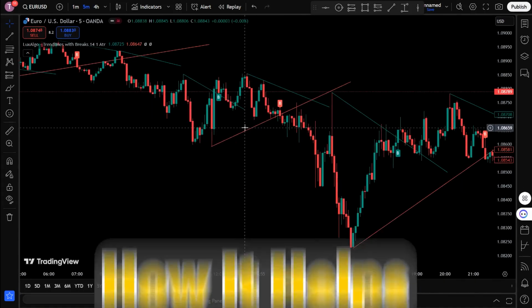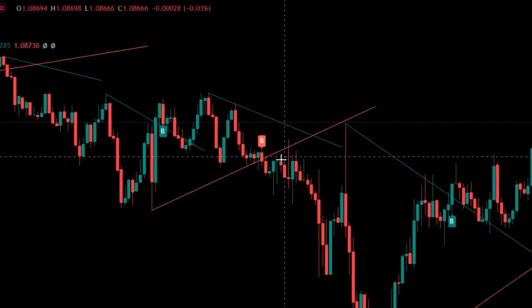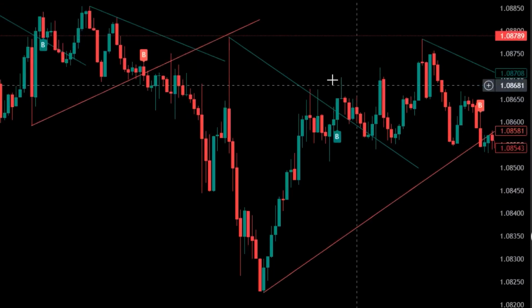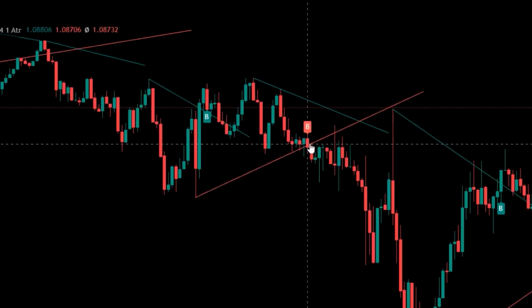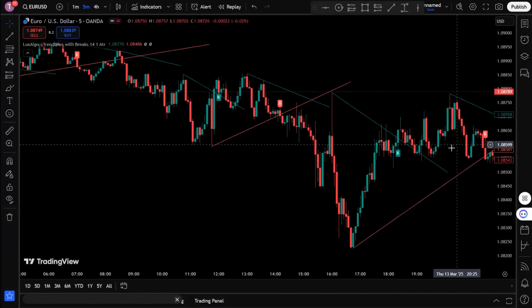How it helps: instead of wondering if your trend lines are drawn correctly, this indicator provides clear visual cues to help you make better decisions. This means you can focus on finding profitable opportunities instead of second-guessing your analysis.